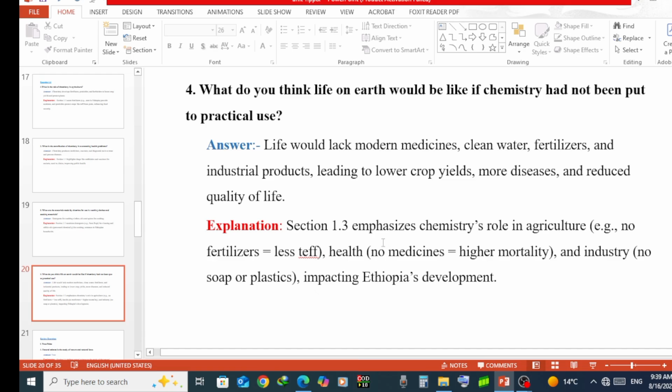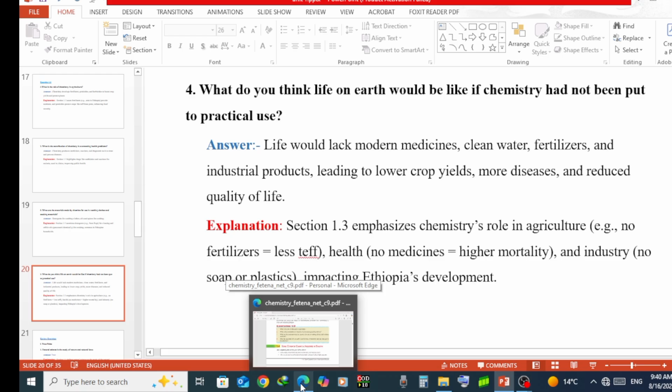Chemistry's role in agriculture: if no fertilizer, less production. Concerning the health: no medicine, high mortality. Concerning the industry: no soap or plastics, so everything will be in a problem, impacting Ethiopia's development too. These are some of the answers, but you will have lots of answers for this question. This is a very short and to the point answer. Anyways, all the exercises so far we did and the answers are very limited; you can have your own answer.